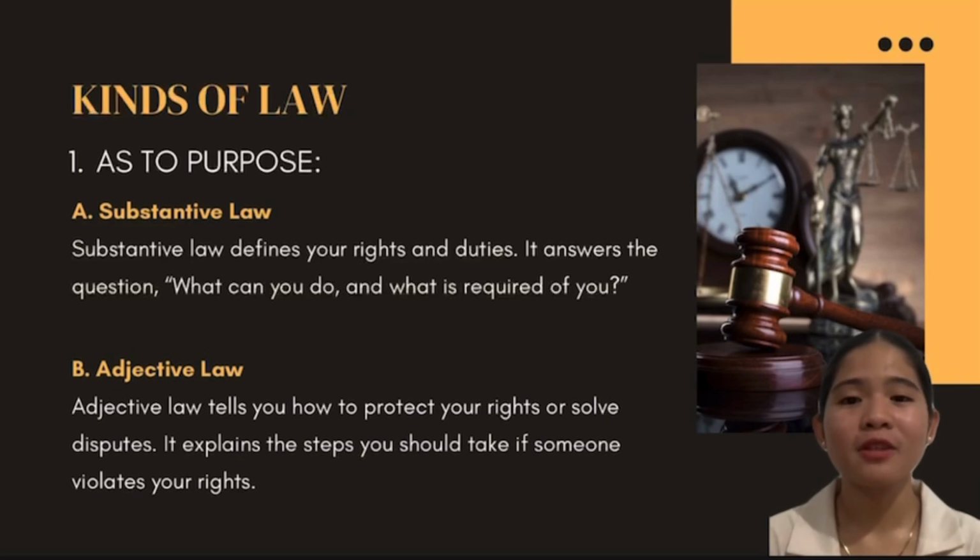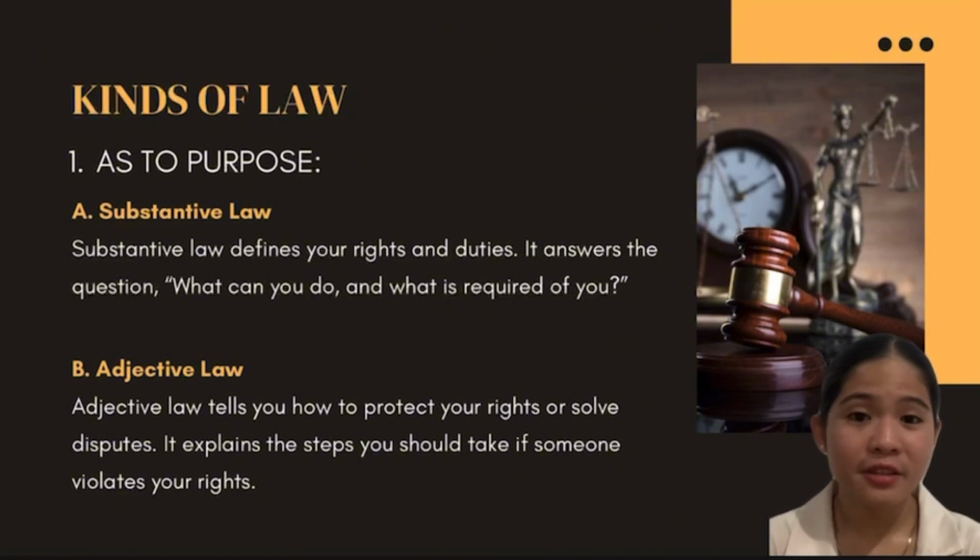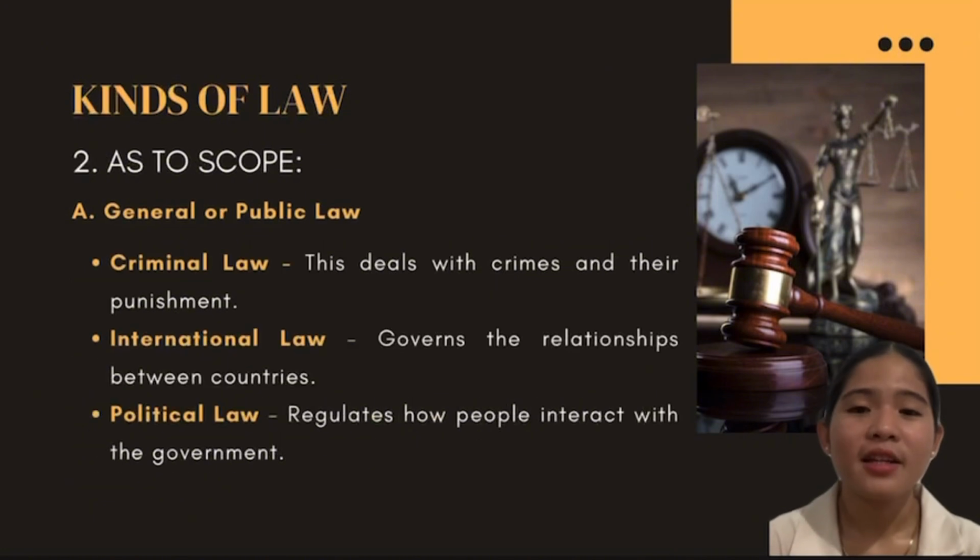Another type of law as to purpose is the adjective law, which provides the method of aiding and protecting certain rights. This tells you how to protect your rights or solve disputes. It explains the steps you should take if someone violates your rights. And now, let's talk about the kind of law according to its scope. So we have here the general or public law and special or private law.